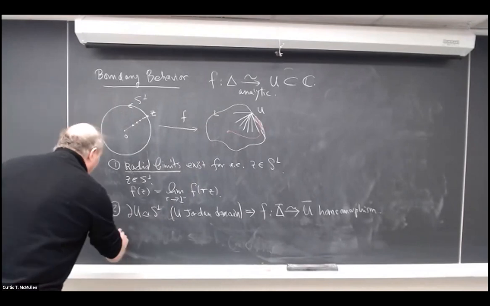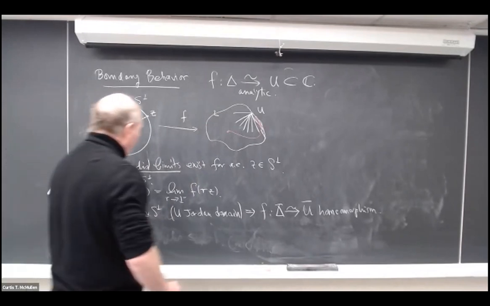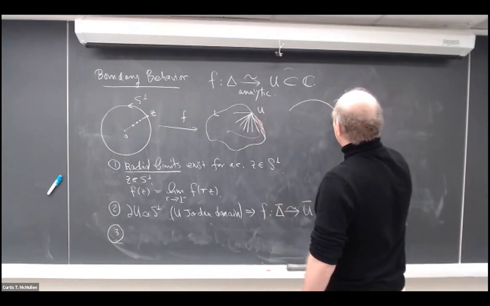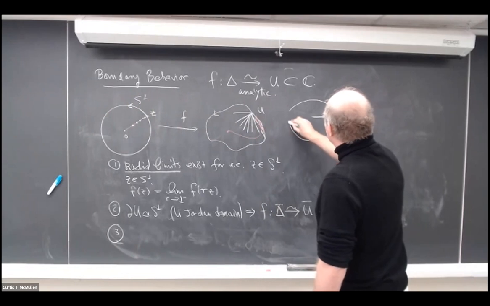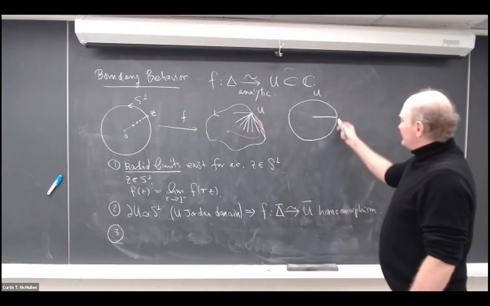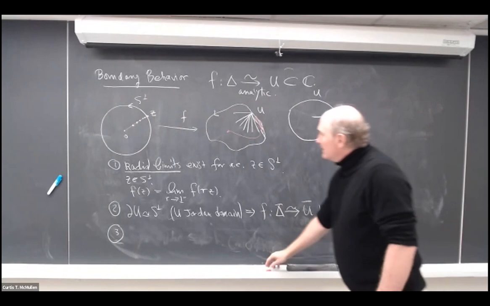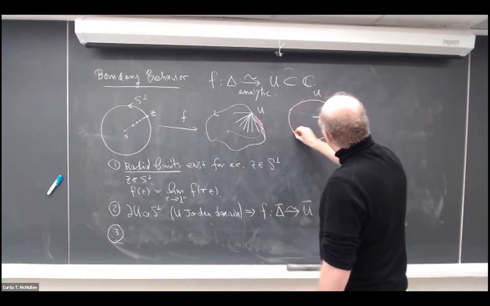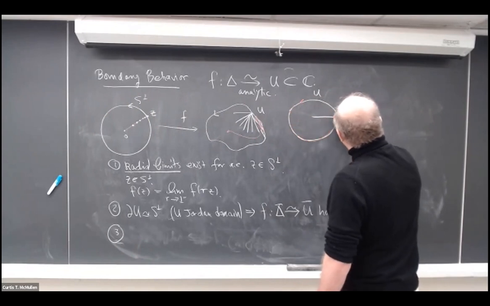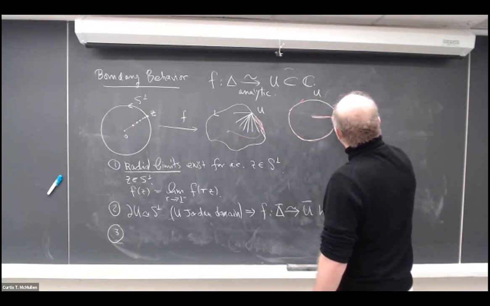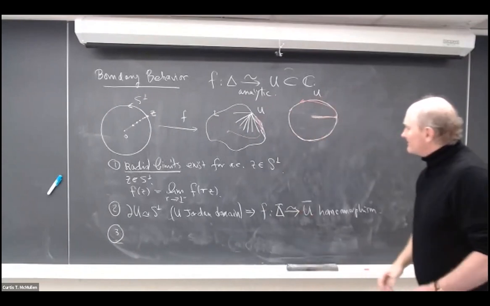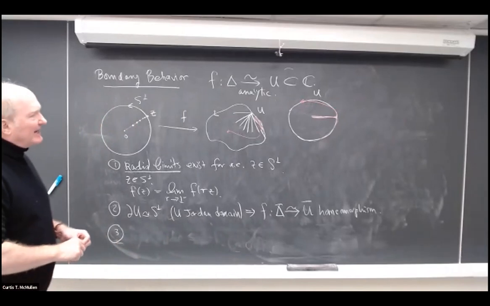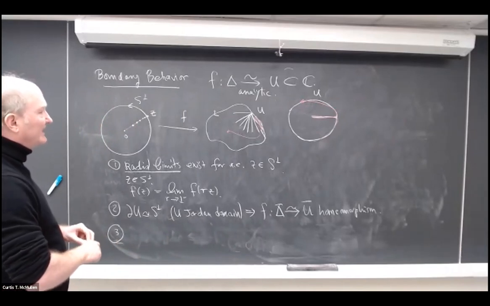Now, there are some intermediate cases where the boundary of U might not be homeomorphic to a circle. So for example, maybe U looks like this. This boundary is obviously not a circle, but you could still expect that as you go around the circle, the map F traces out this boundary, it just doesn't do it in a one-to-one fashion. And for that to happen, it turns out this boundary has to have a topological property called local connectivity.